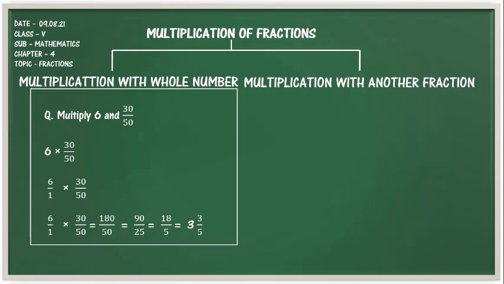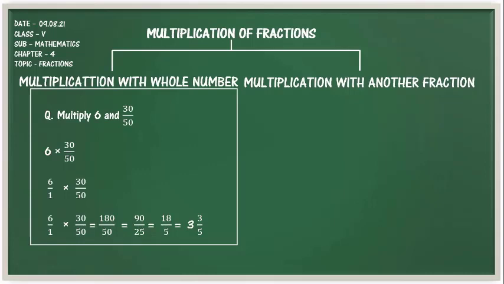Multiply 6 and 30 upon 50, where 6 is a whole number and 30 upon 50 is a fraction. So let's write 6 multiplied by 30 upon 50. We can write 6 as 6 upon 1 multiplied by 30 upon 50. Now we will multiply the numerator with the numerator and denominator with the denominator. So after multiplying it like that, we got 180 upon 50, which after reducing it to the lowest term, we got 18 upon 5.